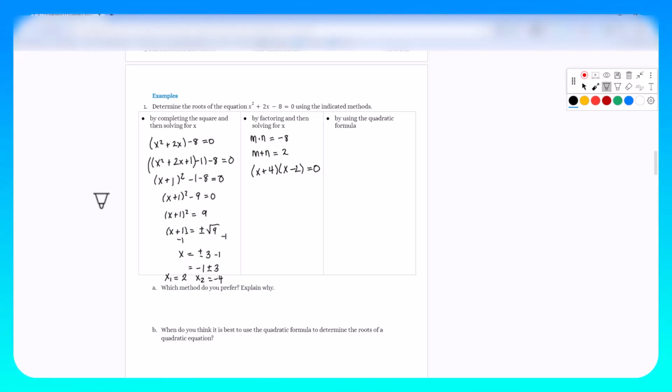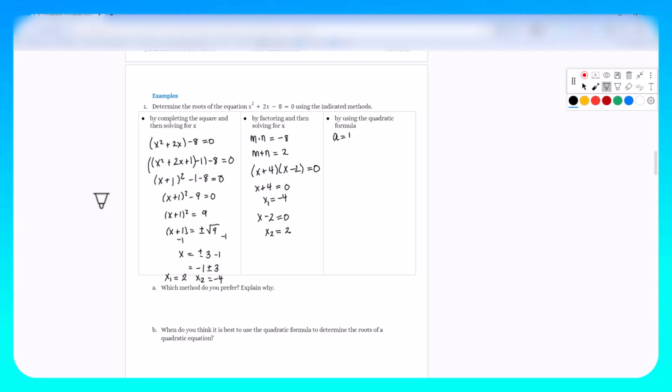But this means that either one of these factors can be equal to 0 and the whole thing would go to 0. So x could equal -4, or we can have x minus 2 equal to 0 and the whole equation would go to 0. And there's that way. And for the last way, we're going to use the quadratic formula.